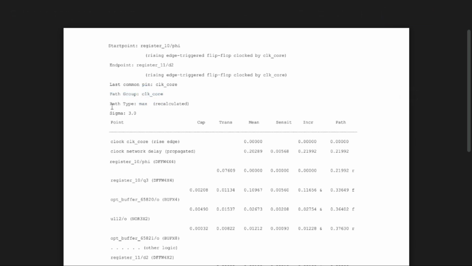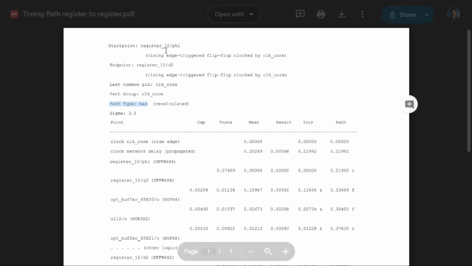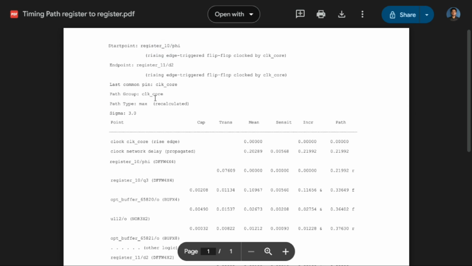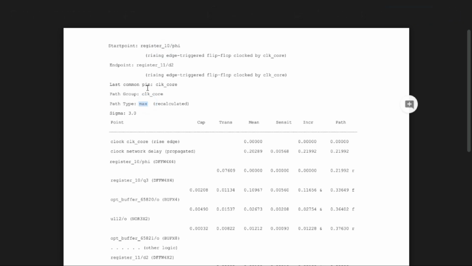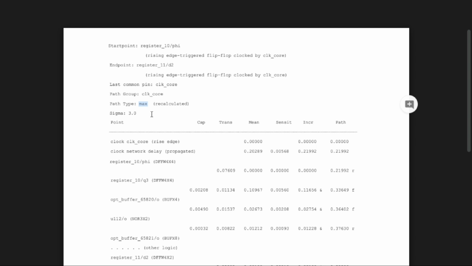All right, so next is the path type. What type of path it is, what are we looking at? So this is very important. Are we looking at the setup violations or are we looking at the hold violations? Max indicates actually we are looking at the setup violation, right? So if it is min, then it will be referring to the hold path, right? This is a setup path. So wherever it is written as recalculated, it is actually referring to PBA analysis.